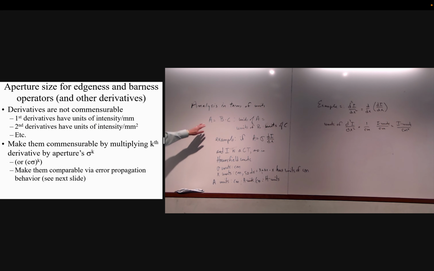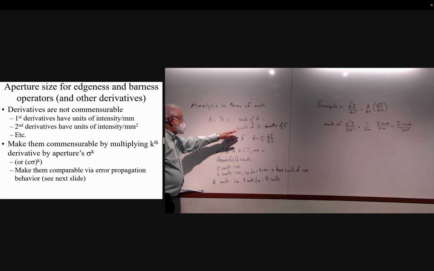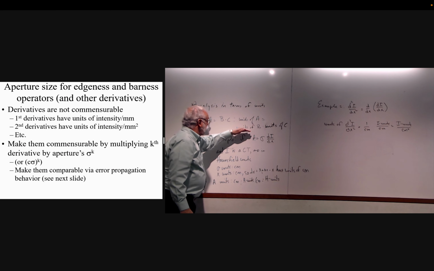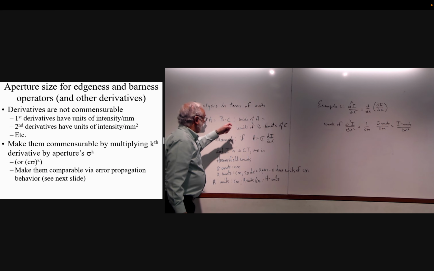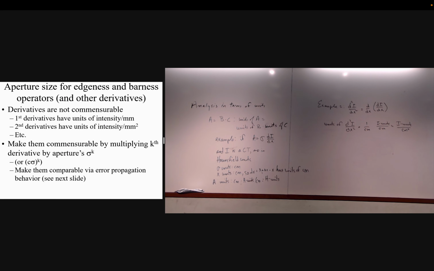And with multiplication and division, here's a multiplicative situation. The product has units which are the units of one of the multipliers times the units of the other multiplier. Right? And so you can forget what the actual numbers are and just think in terms of the units.